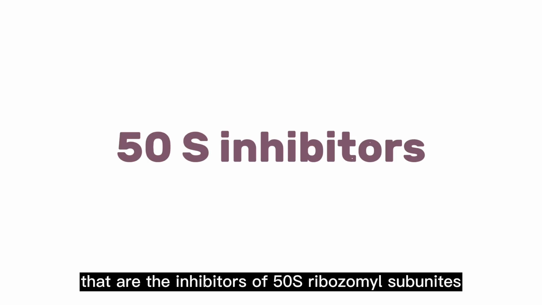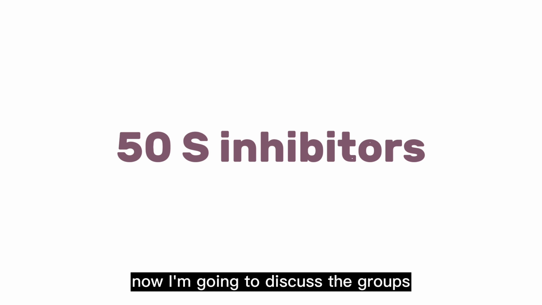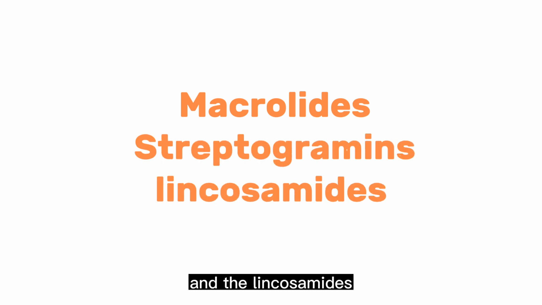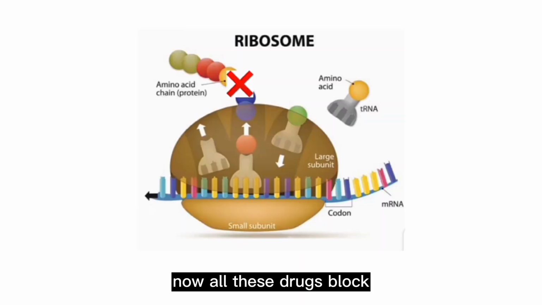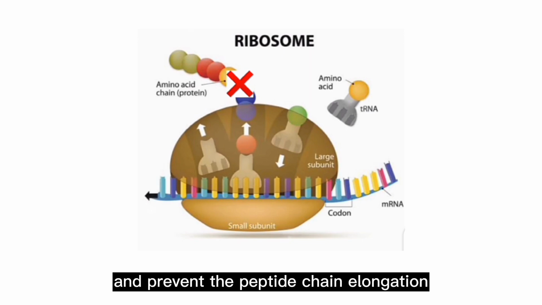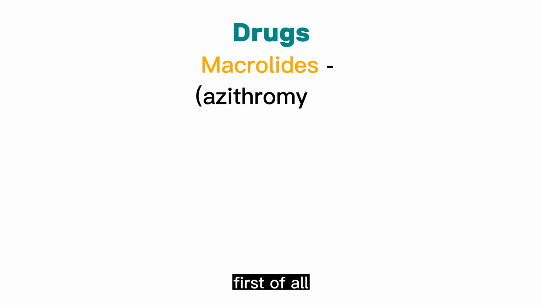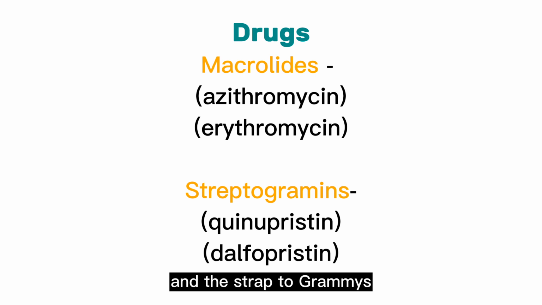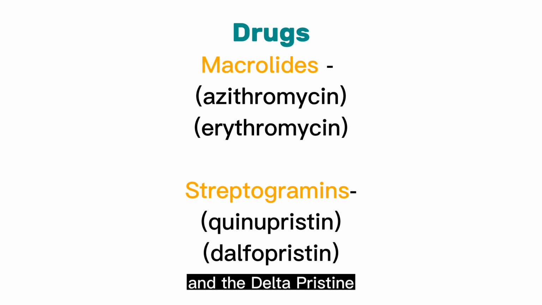Now let's discuss the drugs that are the inhibitors of 50S ribosomal subunits. Now I'm going to discuss the groups that have the same function in this category first. So we have the macrolides, streptogramins, and the lincosamides. Lincosamides belong to the group clindamycin. Now all these drugs block the polypeptide exit tunnel on the 50S ribosomal subunit and prevent the peptide chain elongation. The examples of these groups are, first of all, in the macrolides we have azithromycin, clarithromycin, erythromycin, and in the streptogramins we have quinupristin and dalfopristin.